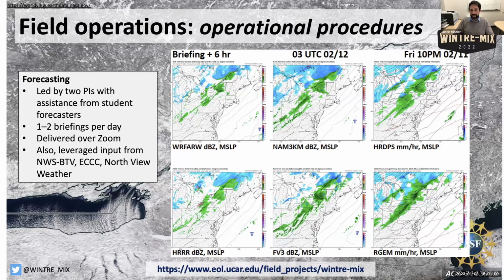As I said, the weather and forecasting was very important. So every day, once or twice a day during the project, we would have a forecast briefing. These were led by 2 of our PIs, but also with assistance from some of our undergraduate student forecasters. We delivered these over Zoom because our team was stationed all around different locations in Canada and the US. So we would get together on Zoom to have these briefings and discuss the forecast. And we would also leverage information from some of our different partners in this process.